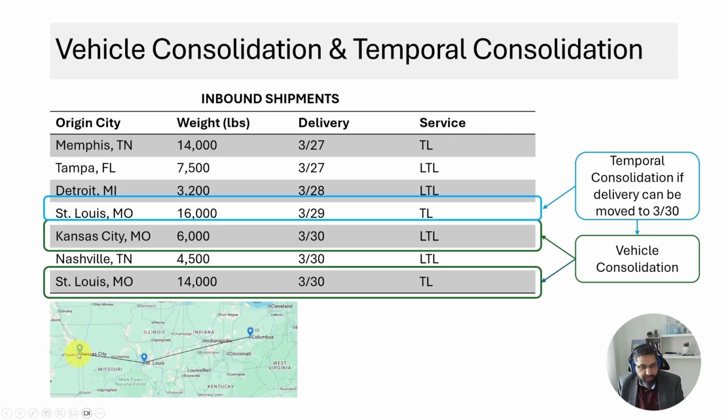If you start at Kansas City here and we're going to Columbus, Ohio, you're going to first take the highway towards the east. That's going to pass right by St. Louis. You can just drop in and pick up the second shipment, then go to Columbus, Ohio. It's just on the way. So we can consolidate into the same truck.